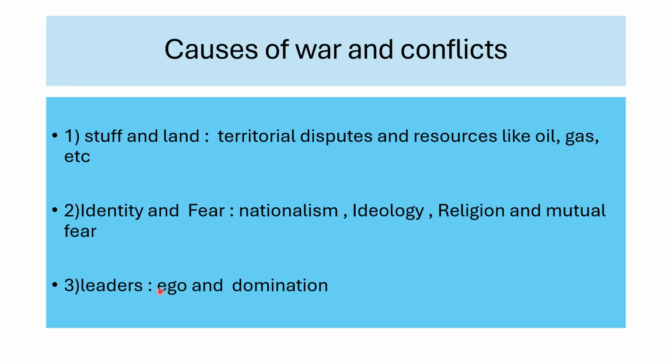Okay, and then leaders. War and conflicts arise because of ego and domination also. China wants to dominate in Asia or in the world. In this way also wars and conflicts are created. Okay, and I want to add one thing for power and control. The USA wants power. It wants to be number one in the whole world. So it has started a campaign, MAGA, Make America Great Again. So power and control also cause war.